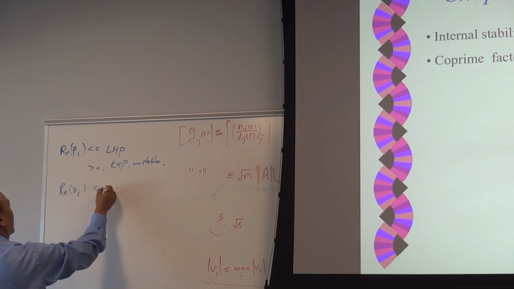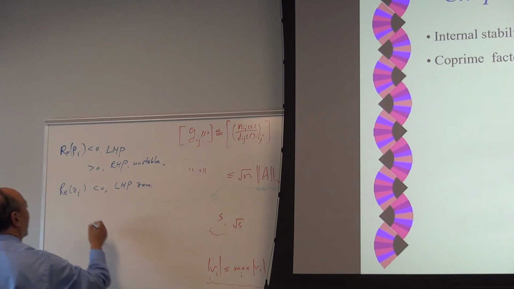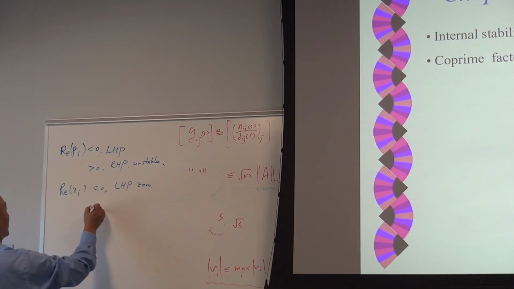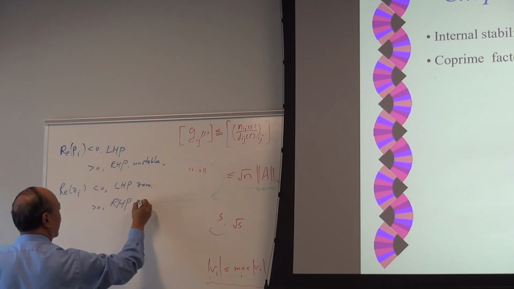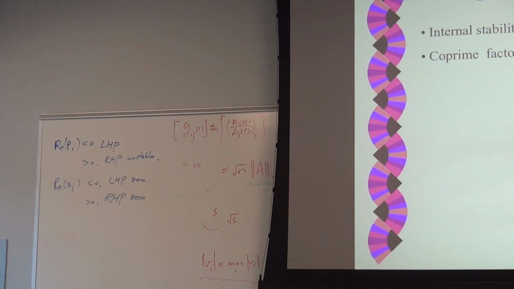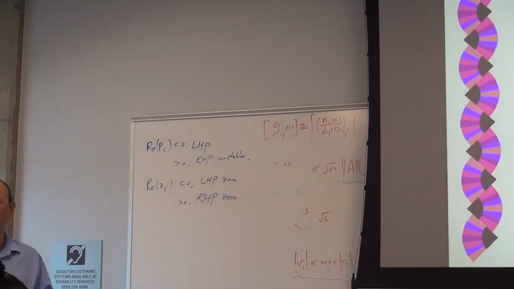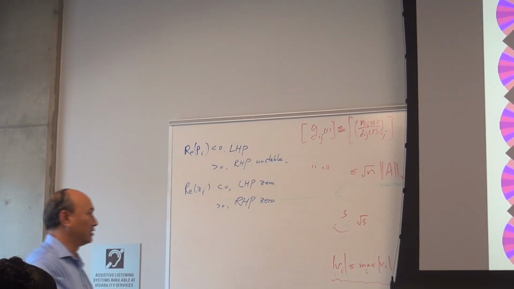So if it's less than zero, it's a left half plane zero, okay? And if this is greater than zero, then this is a right half plane zero, okay? Right half plane zero. There's no such thing called unstable zero. Whoever used this term is not a real control expert, because a zero will not affect your stability at all, right? So there is no such thing.